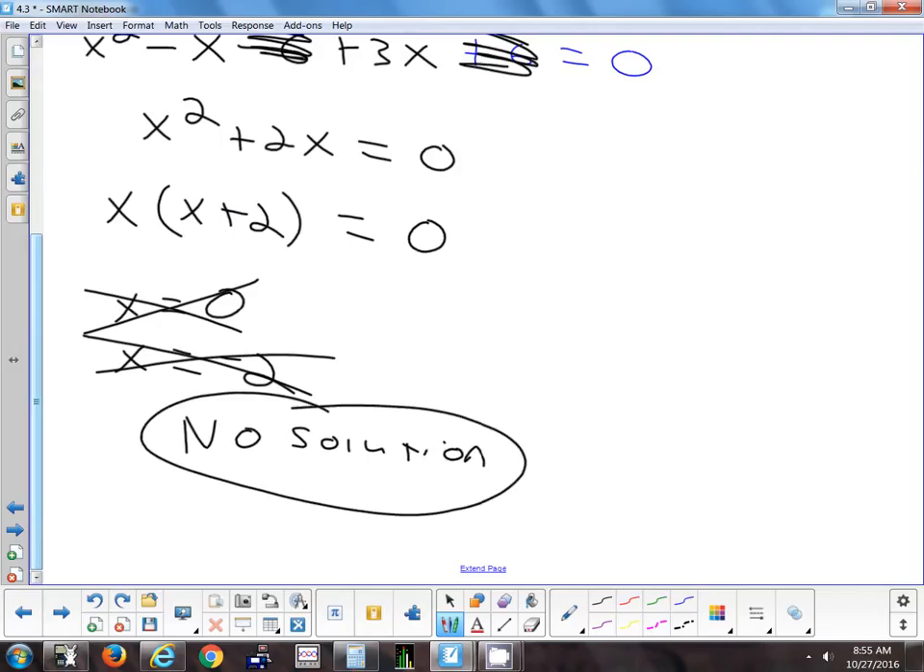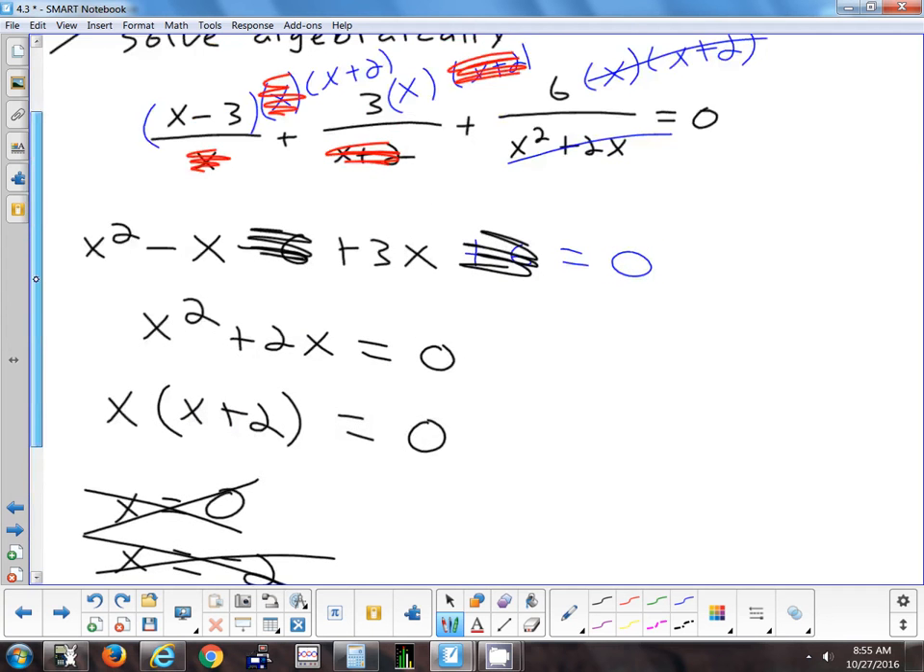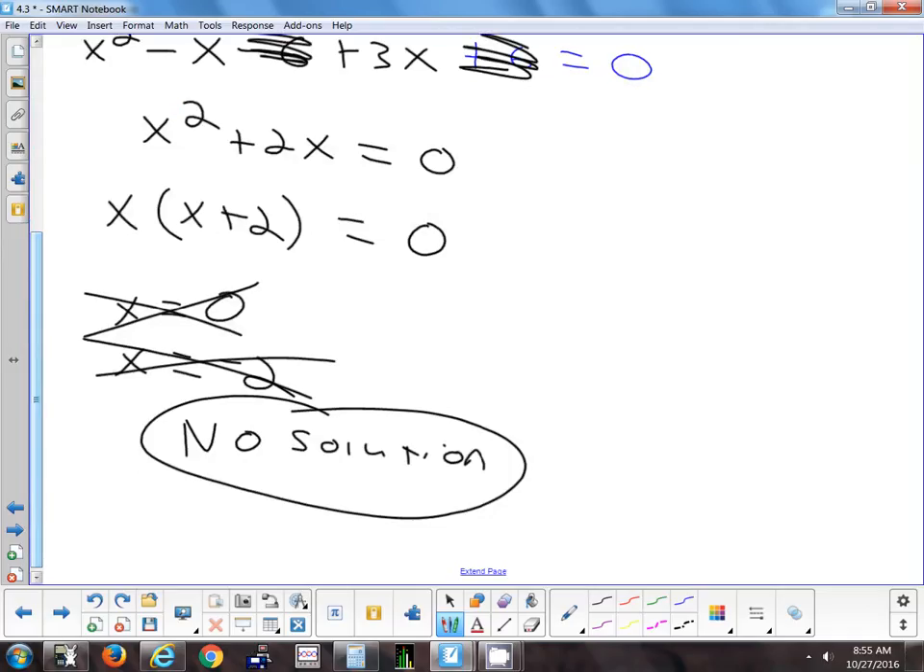Unfortunately, there's no quicker way to tell algebraically. On the test, most likely you'll have one where at least one of the answers does work. So you'll have at least one work. Questions on that?